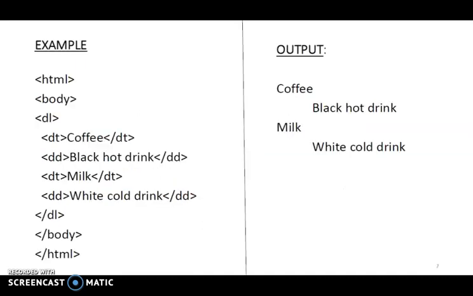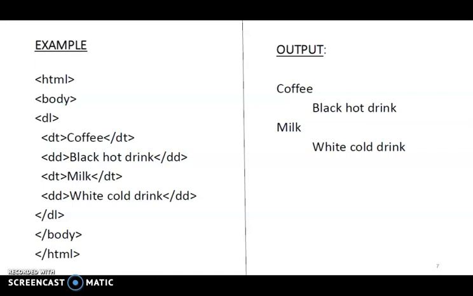Now you can see the example of the definition list. First, after the body tag you mention the DL, which means it is the start of the definition list. In that you have a DT. Now you can see what is the meaning of DT, that is your definition term. So the definition term is what? Your coffee. In that you have a DD, that is definition description. So coffee is black, hot and a drink. Then the DD tag is closed.